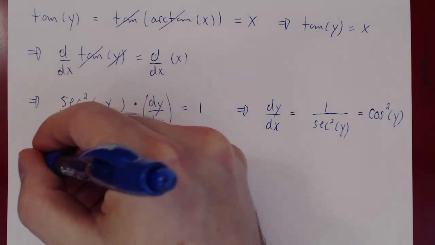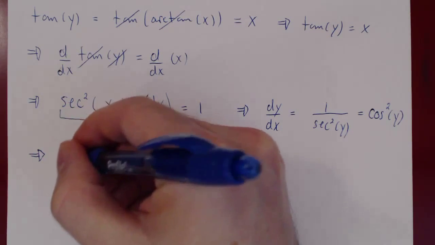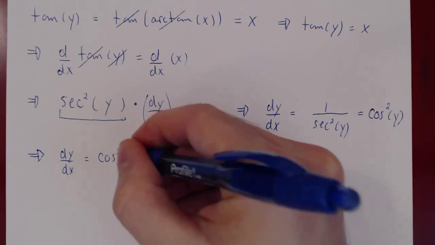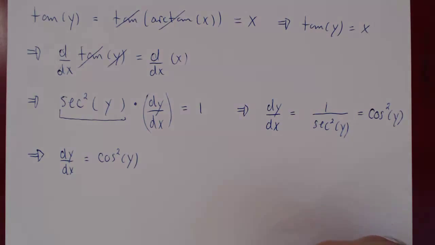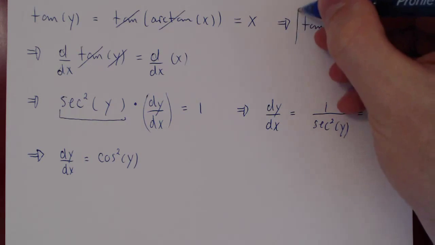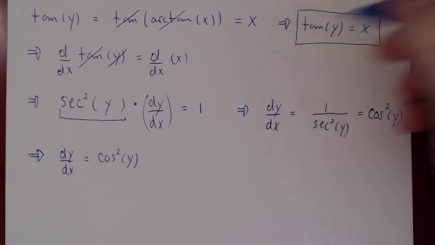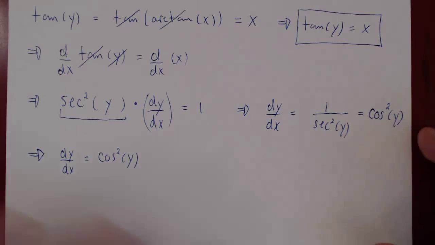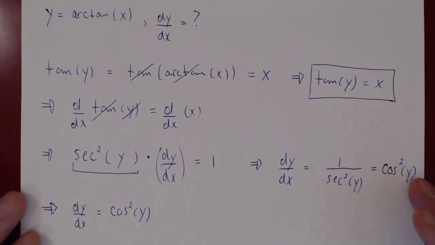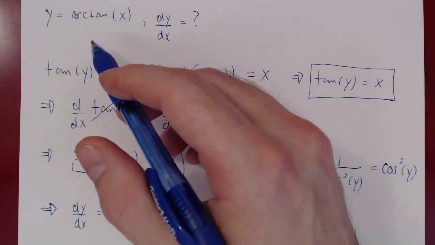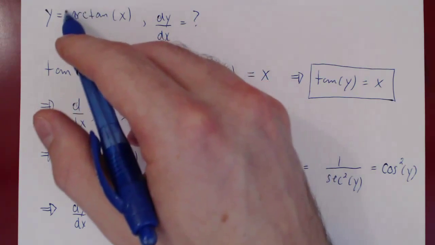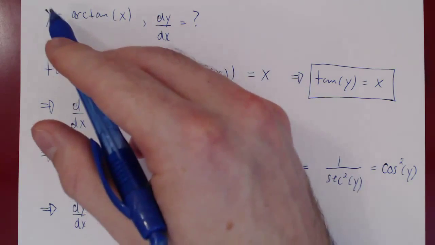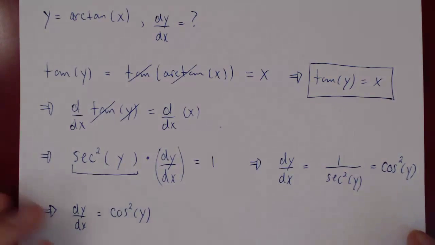Let's just rewrite what we have so far. The derivative of y with respect to x is cos squared of y. Well, look at your relation here. Tangent of y is equal to x. And remember, to build a right triangle, we need an angle. Well, if you remember, inverse trigonometric functions are angles. So this is an angle, and so y here is an angle. So we can build with y a right triangle.